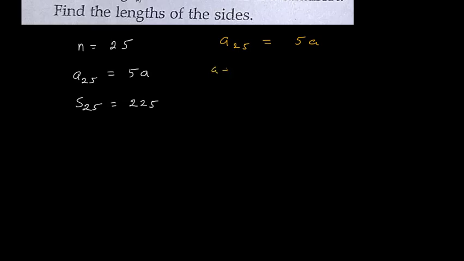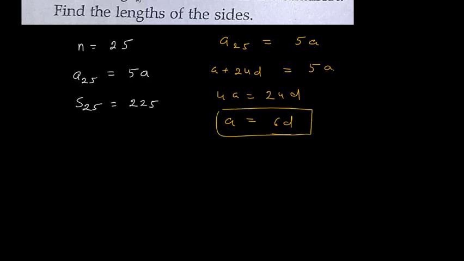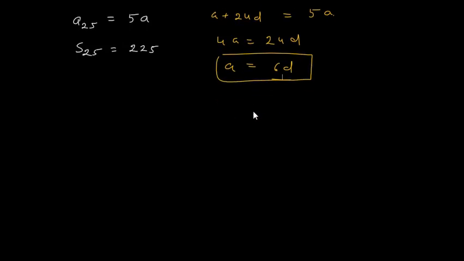From here A25 I will write as a plus 24d, and here it is 5a. So this a will go there. So 4a is equal to 24d, and a will become 6d. Okay. Now next I can apply the formula for S25. So S25 is equal to 25 divided by 2 into 2a plus n minus 1 d. n is 25, so it is n minus 1. So it will become 25 minus 1, that is 24d.